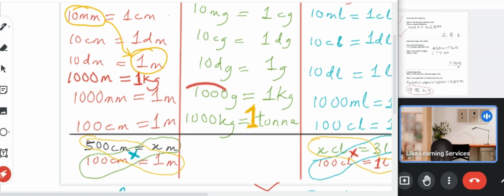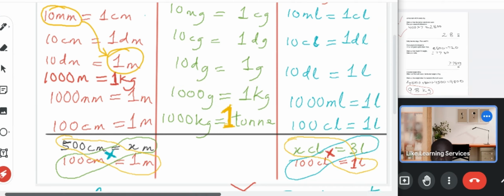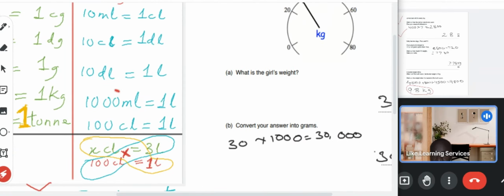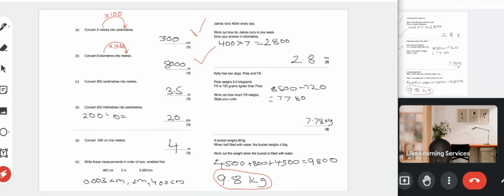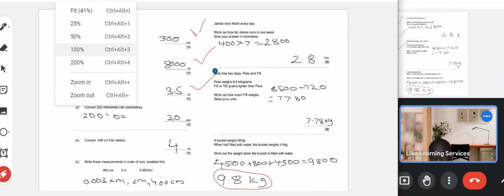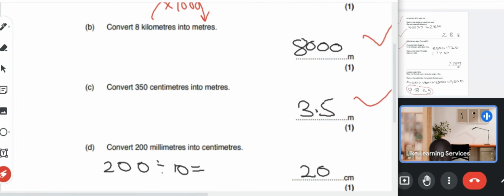Just like 1,000 grams make 1 kilogram, or 1,000 milliliter equal to 1 liter. Okay, so mark. You multiply by 1,000. Next, this one you are changing smaller to bigger. You divided by 100. That's correct.